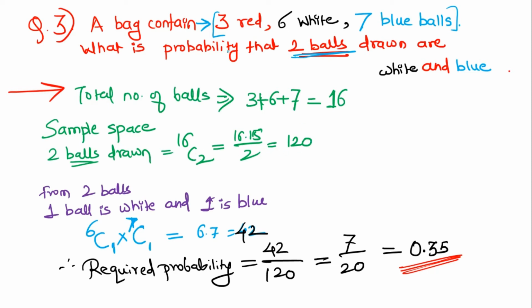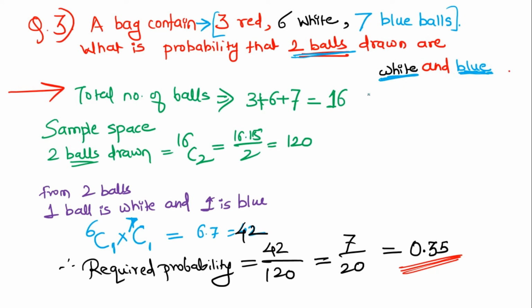Now further, we have to calculate the probability that two balls drawn at random from a bag are white and blue. So one ball is white and the other ball is blue. One ball is always white when I take one ball from the white collection of balls, and I take one ball from the blue collection. In that case, one ball is always white and the other ball is always blue.